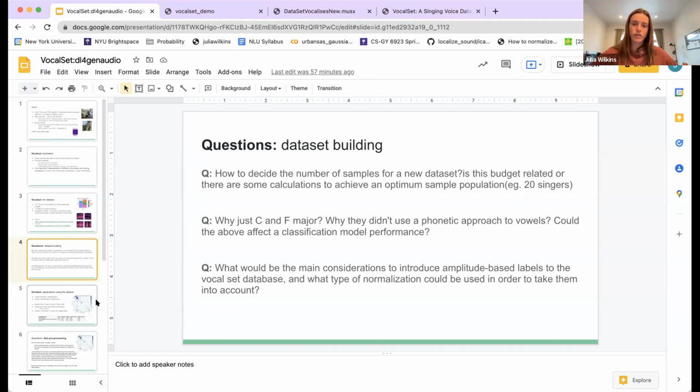And then another interesting question was, what would be the main considerations to introduce amplitude-based labels to the database? What type of normalization would or could be used in order to take these into account? So my understanding of that question was, in addition to these labels that we have about the technique and the vowel and the key and the speed, what if we had some sort of label based on the amplitude of the sample? Is that the correct interpretation? Like basically tagging this clip with either a specific decibel level or just saying, this one's loud, this one's quiet.